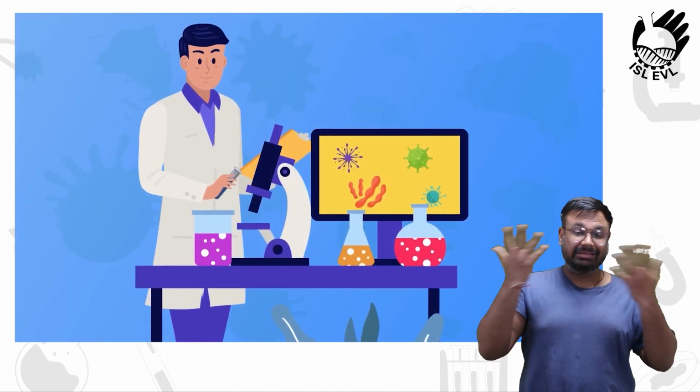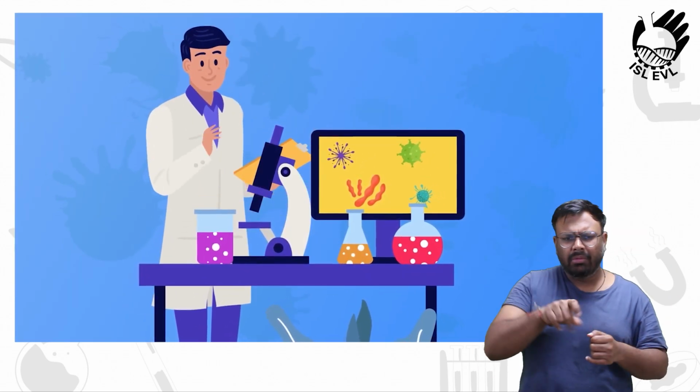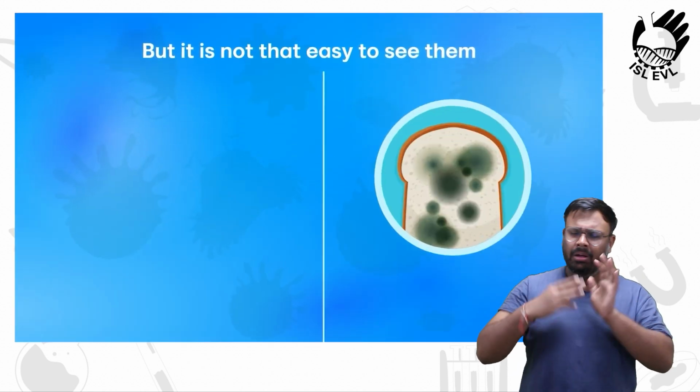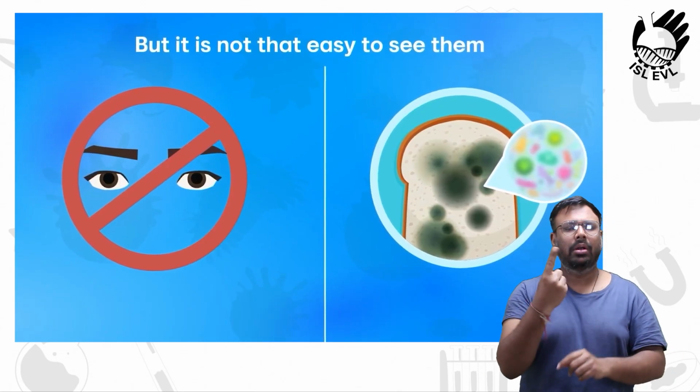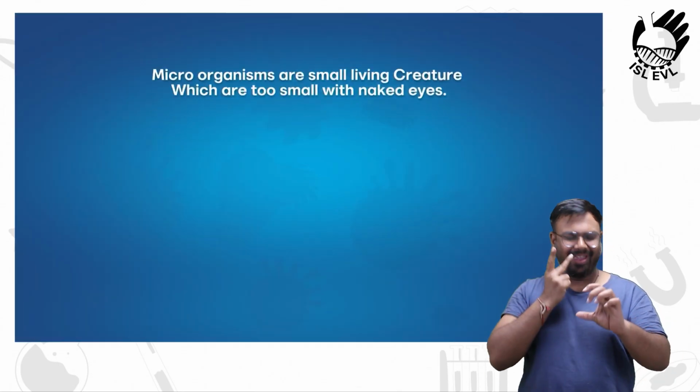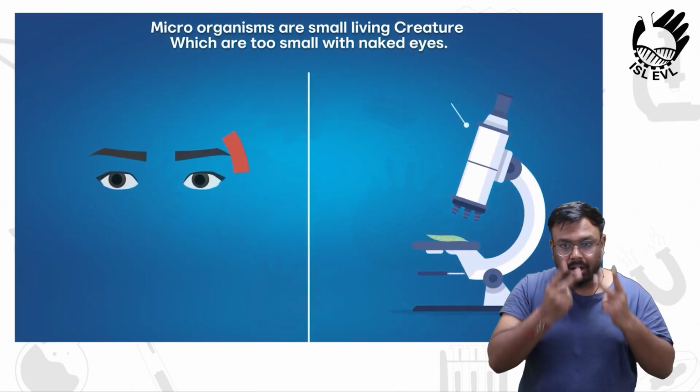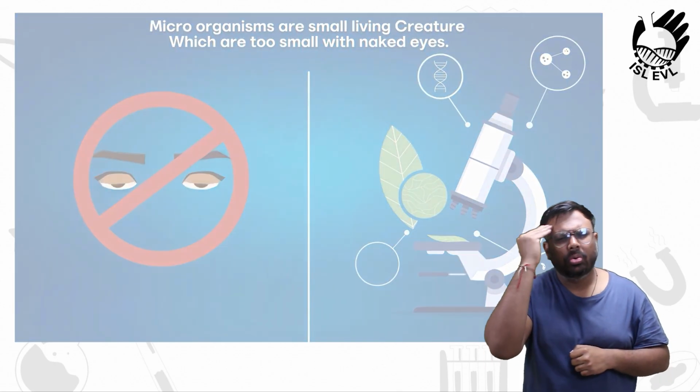Oh hi! Didn't see you there. I was busy looking for different types of microbes. But it is not that easy to see them. While we are made up of millions of cells, microbes are just made up of one cell. They are so tiny that you will actually need a microscope to see what they look like.